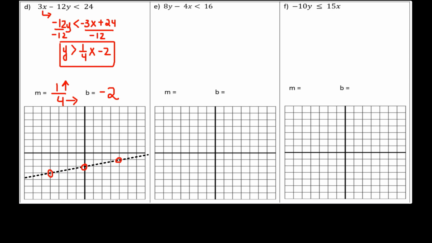And the last thing is to shade. So we're going to look at the inequality sign, which is greater than. So that means we'll put our pencil at the y-intercept. We want to be in a place that is greater than where we are. So that means we're going to shade above the line.